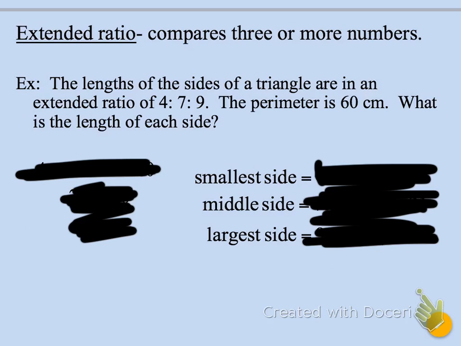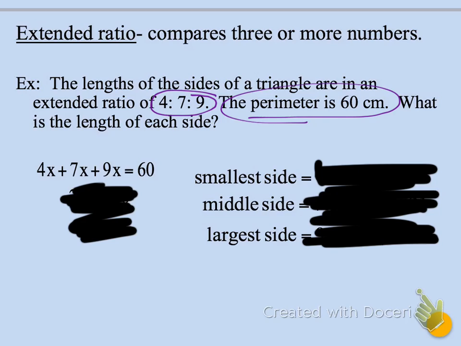So this time we see 4, 7, and 9 and a perimeter. The perimeter is when we add all the sides up. So we still have to add all of them. We're going to get 4x plus 7x plus 9x and set it equal to 60, because we have three different lengths. Since they're all lengths, that's why we use the same variable for each of them. Then we're going to solve it. So we got x equals 3.